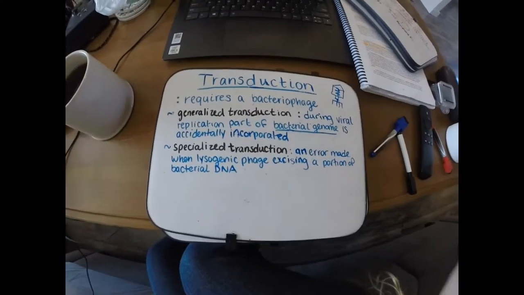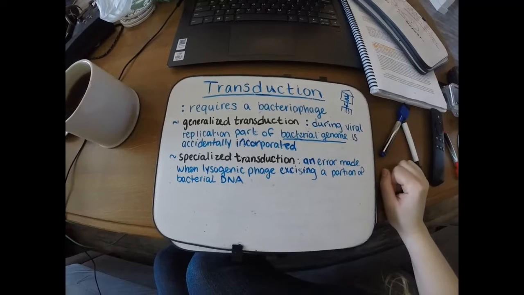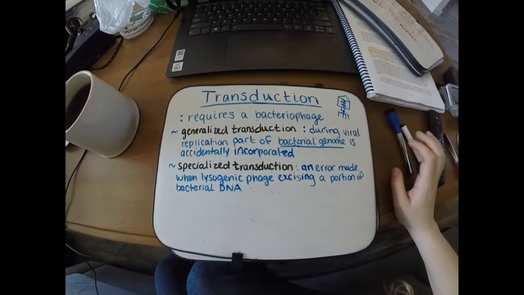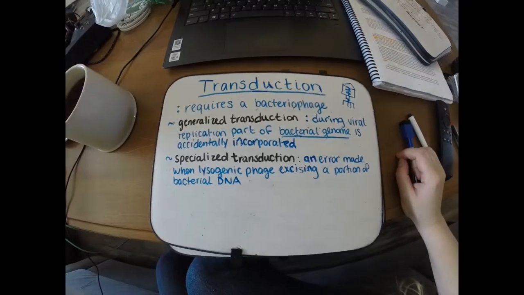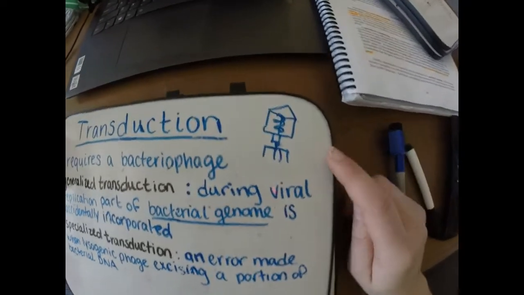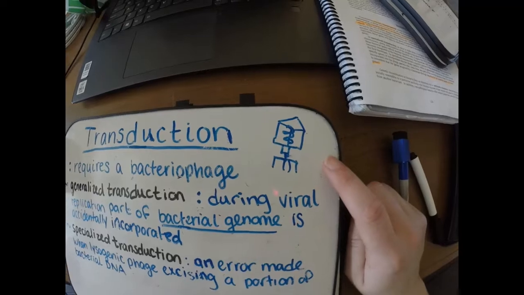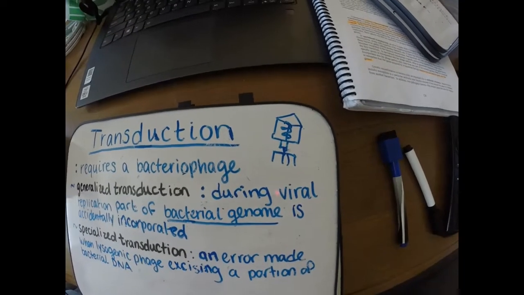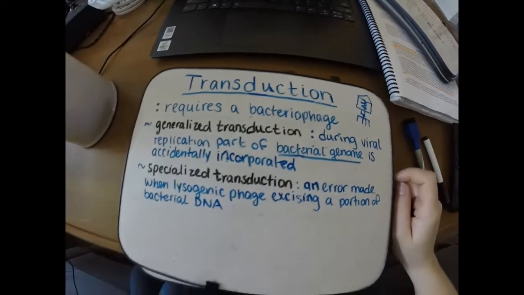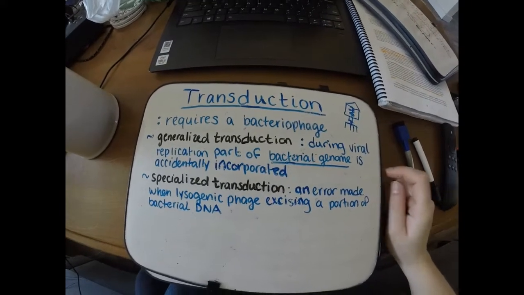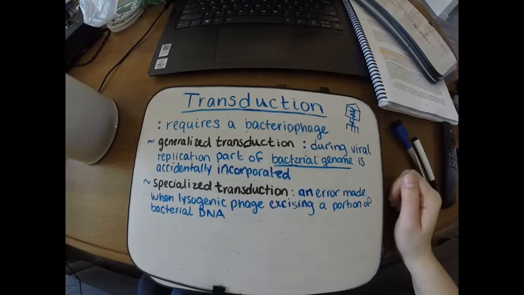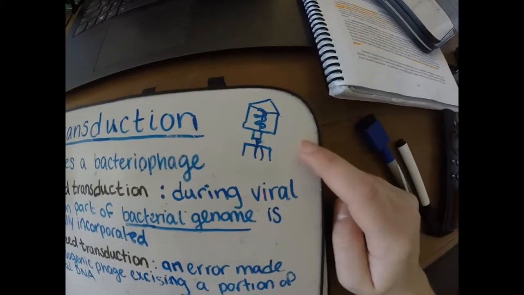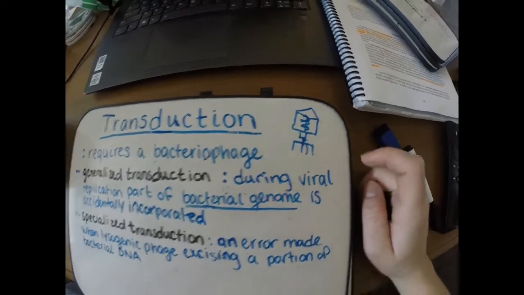All right, now let's talk about transduction. The main thing you need to remember is that it requires a bacteriophage. So a bacteriophage, I've drawn one here. Sometimes it can look something like this. It's a rudimentary drawing. I'm not a good artist, but essentially it's a phage, like from our phage lab that we had done earlier, that will replicate inside of a bacteria.